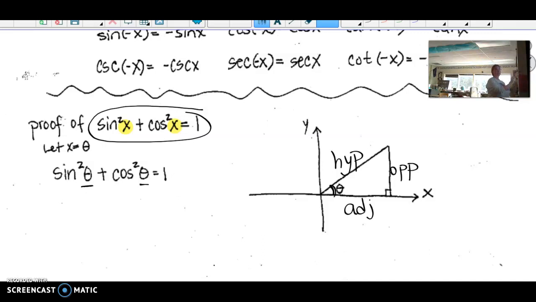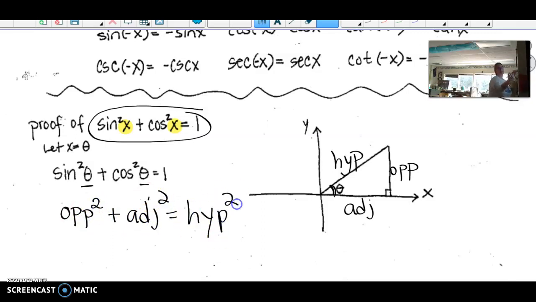So by the Pythagorean theorem, we know that the side opposite squared plus side adjacent squared equals the hypotenuse squared. This is like your A, B, and C. A squared plus B squared equals C squared, except I'm calling them opposite, adjacent, and hypotenuse instead of A, B, and C. Okay, so that is by the Pythagorean theorem. I'll abbreviate that. If I remember correctly, I think we've been over these before spring break as well.